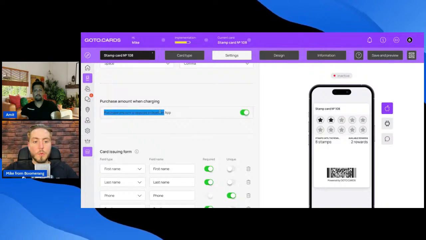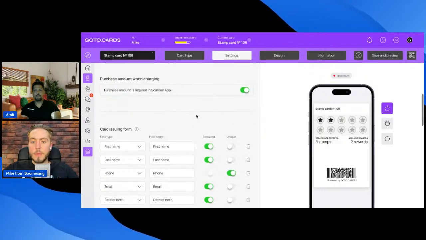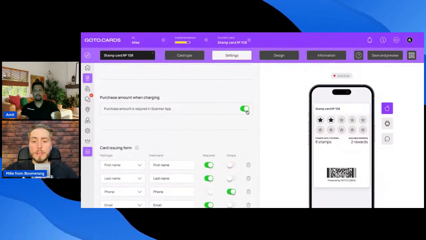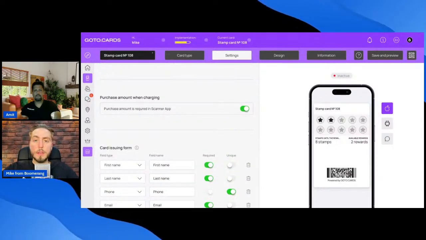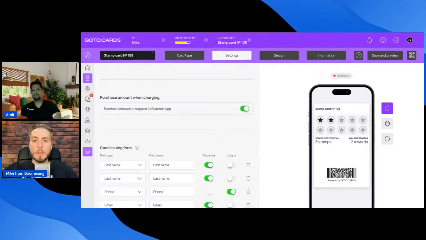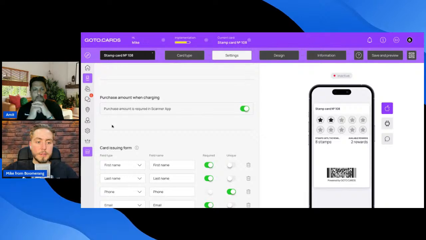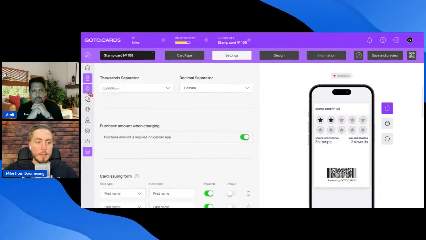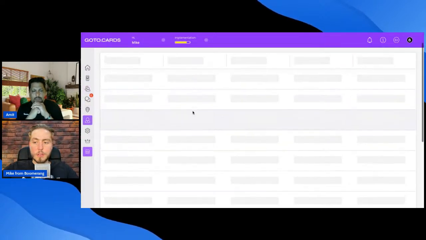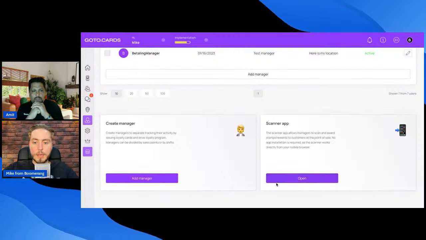Purchase amount is required in scanner application. My recommendation, actually, every time, is to activate this toggle and ask managers to fill in the purchase amount every time when they transact with customer loyalty cards. Well, let's get back to the manager section and open the scanner application.